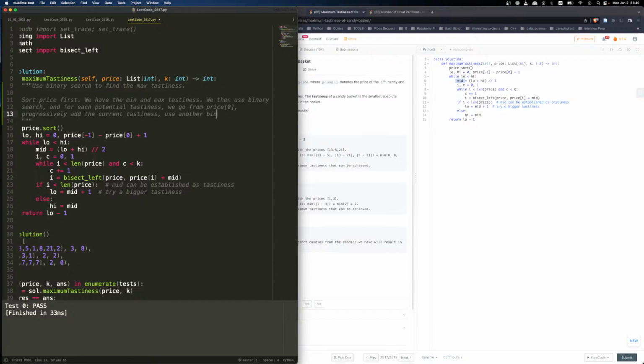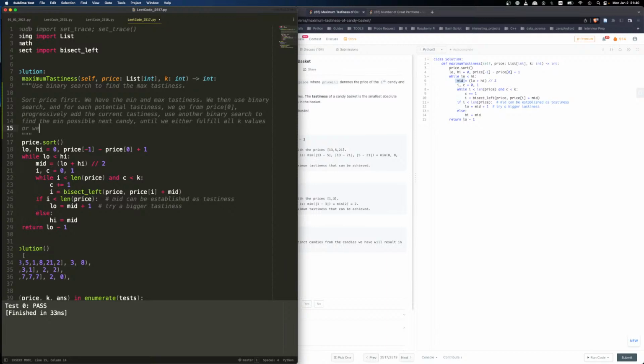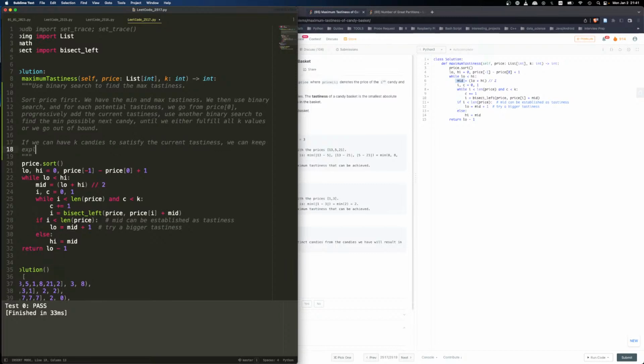Use another binary search to find the minimum possible next candy, until we either fulfill all k values or we go out of bound. Right. If we can have k candies to satisfy the current tastiness, we can keep exploring higher tastiness. Otherwise, we go smaller.